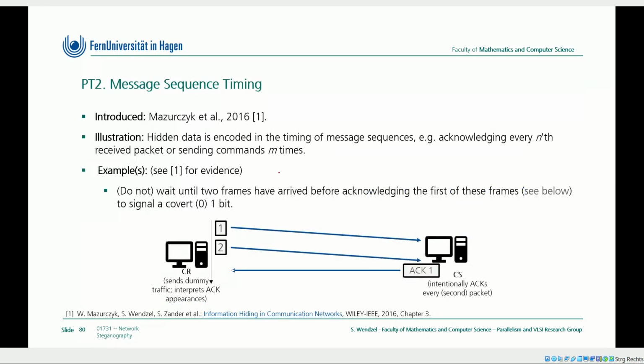The message sequence timing pattern was introduced in 2016 in the Wiley book, and it's based on the idea that hidden data is encoded in the timing of message sequences. For instance, one could acknowledge every nth packet received or send some FTP command m times, things like that. So as you can see here for the example, if the covert receiver sends 2 packets and the covert sender acknowledges a packet, then the question is, how long does the covert sender wait till a packet is acknowledged? And the particular timing of a specific packet here would then represent the hidden information.